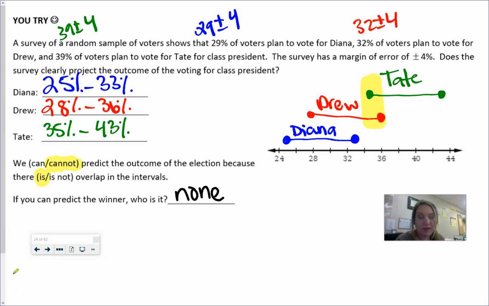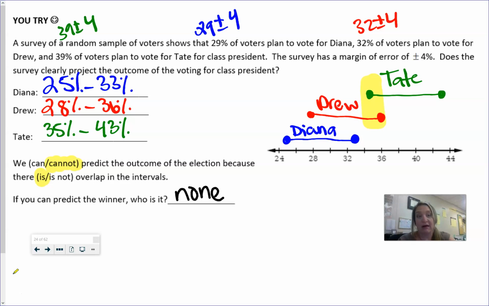All right, check your work with mine. So when we do our intervals, there's a whole lot of overlapping here. The only overlapping we care about is with the winner. So we do have Tate up front, but there is a small percentage between Drew and Tate, right? With my margin of error, it could be 35% Tate, 36% Drew, and then Drew's the winner. That's the only scenario where it could happen, but it could happen.